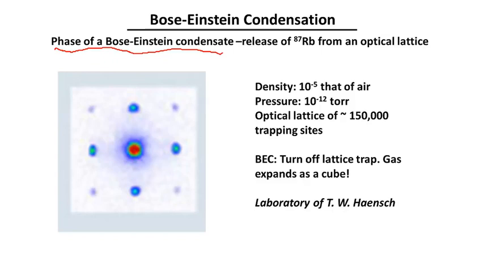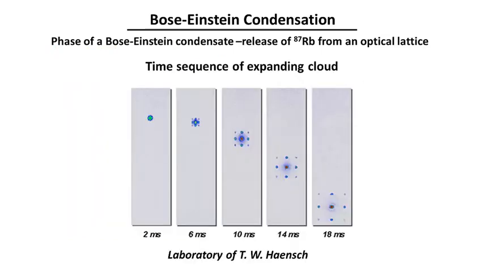Here's the last of these images, the one that's most amazing to me. It shows that when you turn off the trap, the cloud falls under the influence of gravity, as you would expect, and that this cubic expansion, this highly ordered expansion phase, is not just a fluke, it continues forever. So that's a powerful demonstration of the production of coherent matter waves.